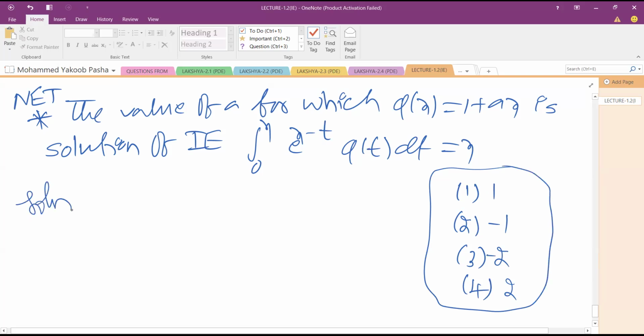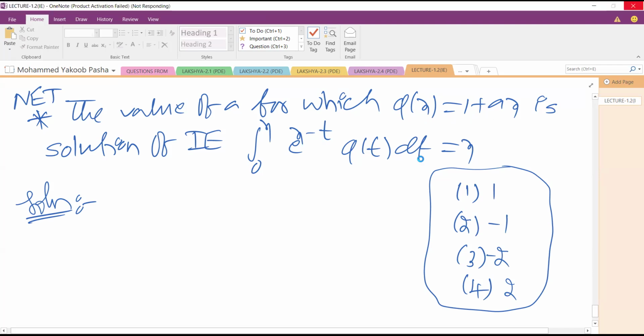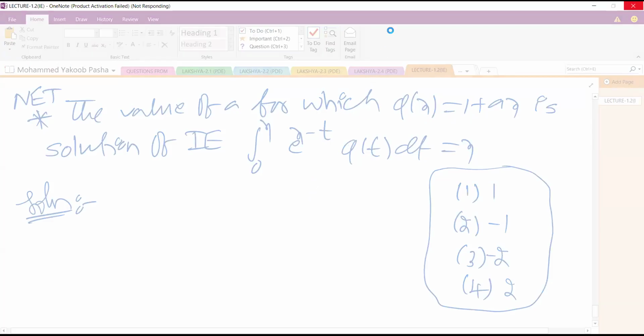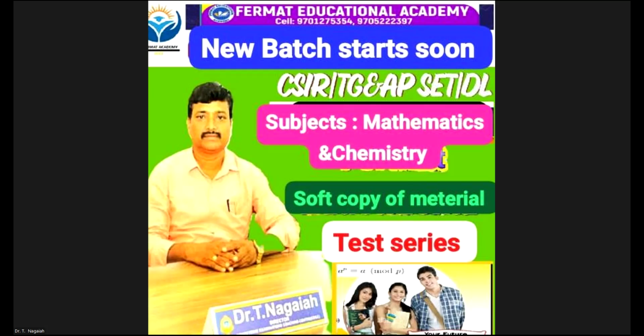We need to calculate the a value when phi of x is equal to 1 plus ax is the solution of the corresponding integral equation. Just substitute in place of phi of t, 1 plus at. Okay, and after integration we'll get the solution.